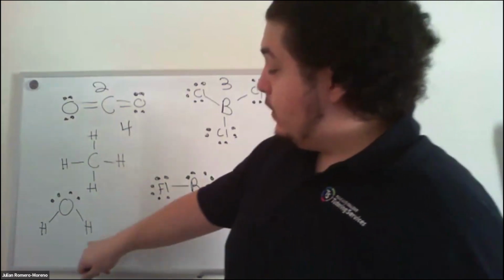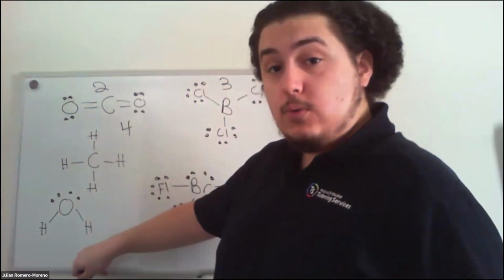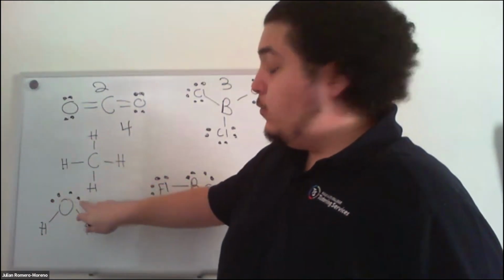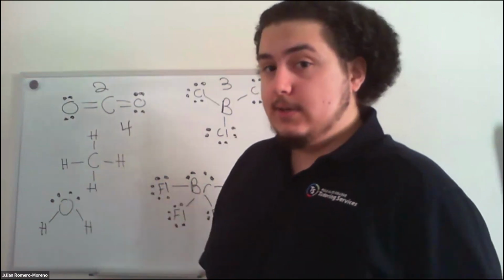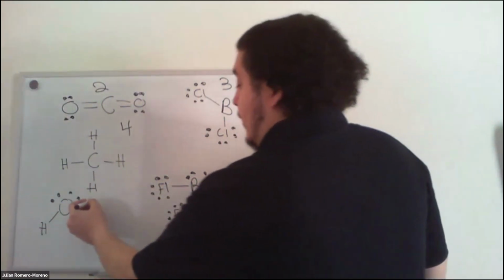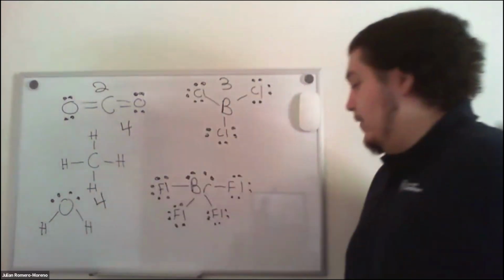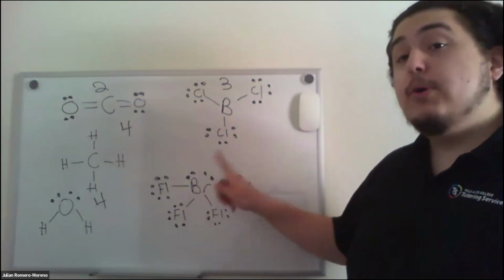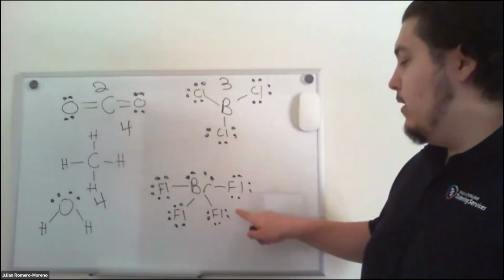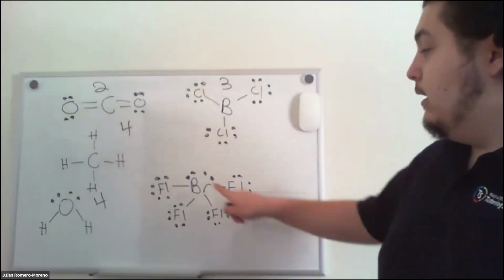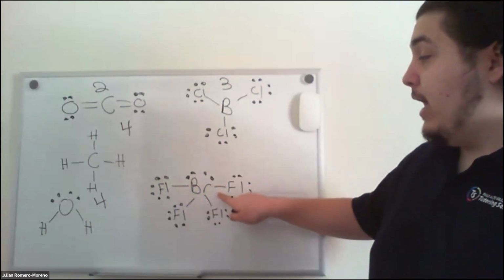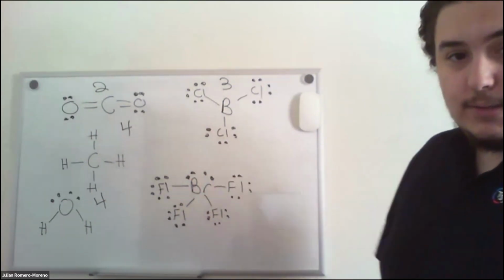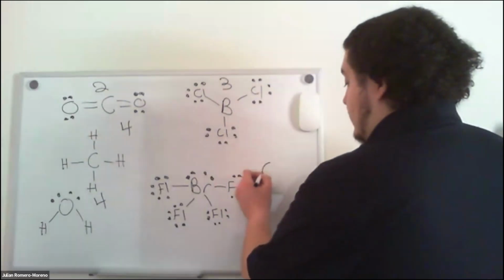H2O, even though it's only bonded to 2 atoms, these 2 lone pairs are also considered electron domains, so we have the steric number of 4. And this bromine tetrafluoride, BrF4, is bonded to 1, 2, 3, 4 atoms, but then it has 2 lone pairs. So it has a steric number of 6.